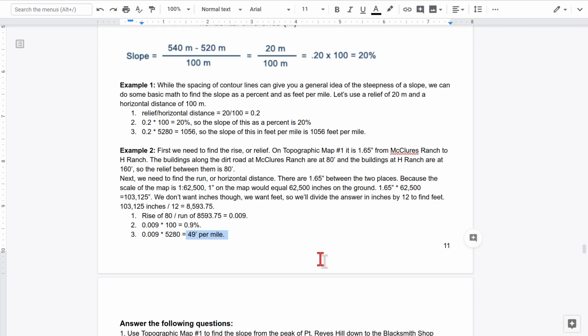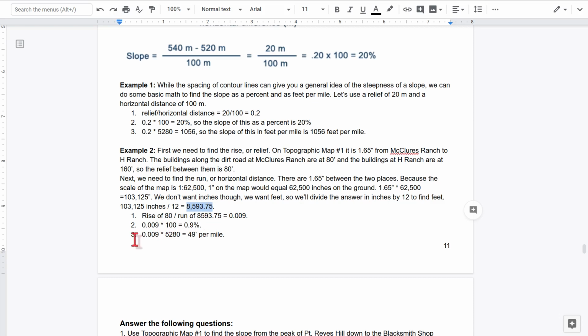So, yeah, I feel like I should go over that again. If there's 1.65 inches between places, we know how many inches there are on the map. And then we need to figure out how many inches that is on the ground. We know that 1 inch on the map, because the scale of the map is 1 to 62.5, 1 inch of the map is 62,500 inches on the ground. We multiply that by 1.65, because that's how many inches we had on the map, to find inches on the ground. We take the inches on the ground, we divide that by feet, so that we know that 1.65 inches on the map equal 8,593.75 feet on the ground.